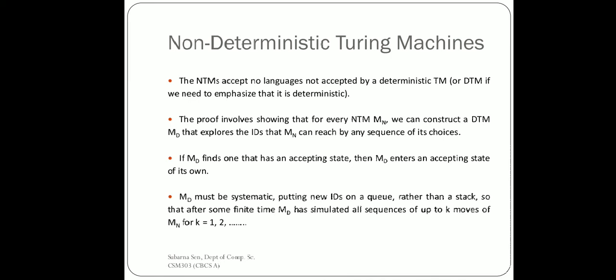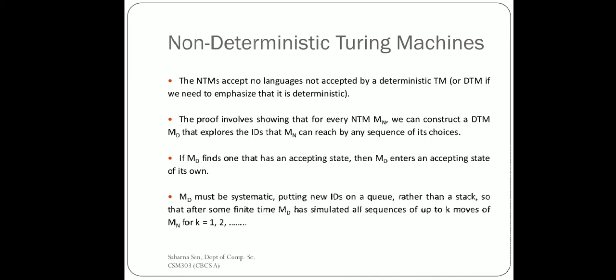Here we are going to prove that the non-deterministic Turing machine will accept no language that is not accepted by a deterministic Turing machine. That means the language acceptance of the deterministic Turing machine and of the non-deterministic Turing machine should be equivalent. That we are going to prove here. L of the deterministic Turing machine will be equal to L of the non-deterministic one. That we will be proving here.